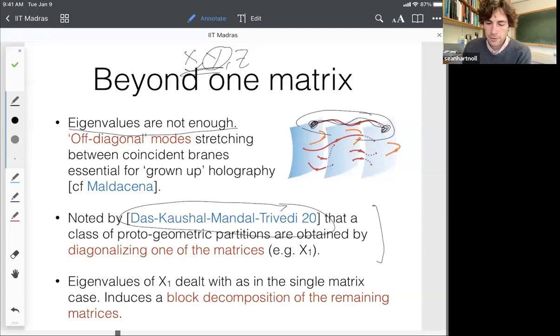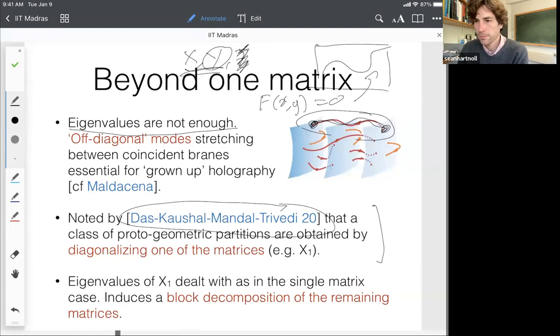Suppose you define a cut. So imagine let's just do two matrices. Suppose you imagine a 2-dimensional space and you want to cut it along some line. You want to partition your emergent space along some line. This line is defined by some equation, f of x, y equals 0. That defines your cut.